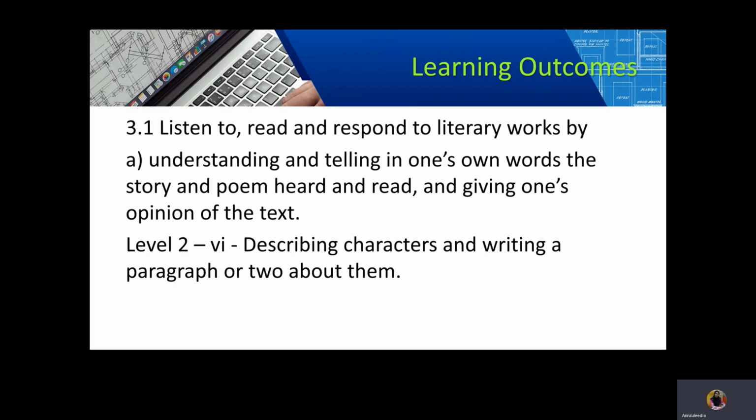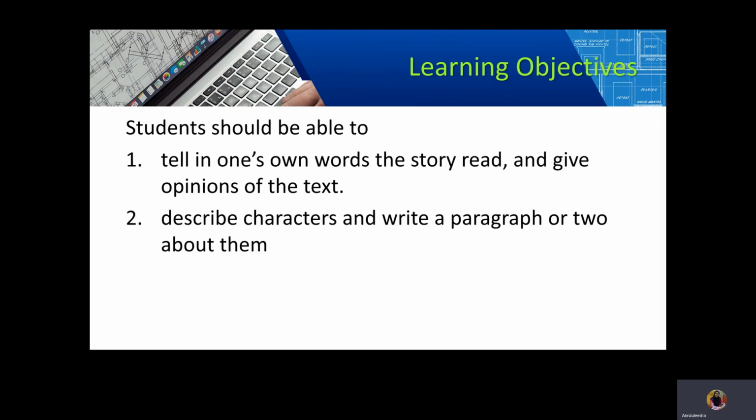The learning outcomes for our lesson this morning is to listen to or read and respond to literary works by understanding and telling in one's own words the story and poem heard and read and giving one's opinion of the text. A higher level would be describing characters and writing a paragraph or two about them. Our learning objective: students should be able to tell in one's own words the story read and give opinions of the text. Number 2, to describe characters and write a paragraph or two about them.